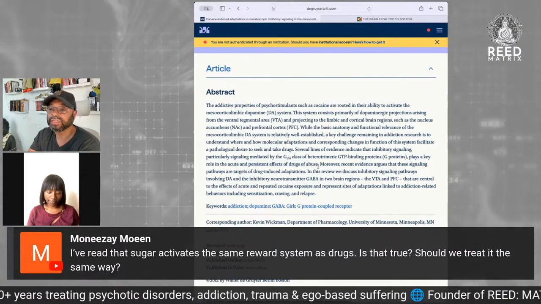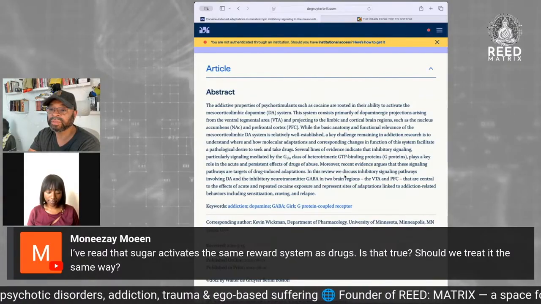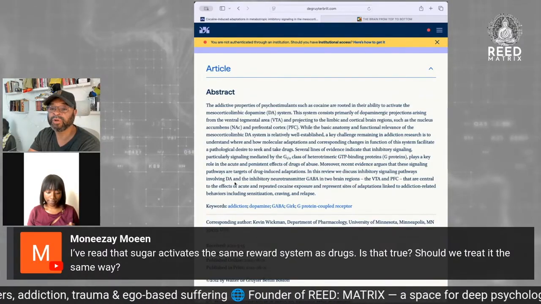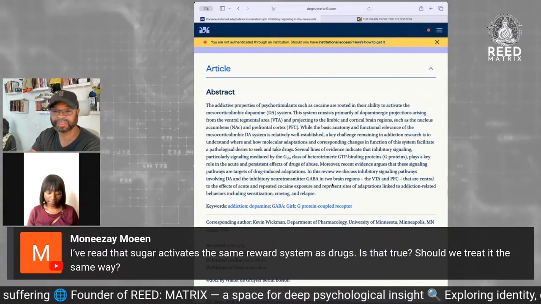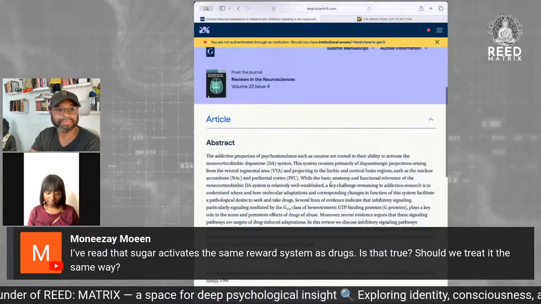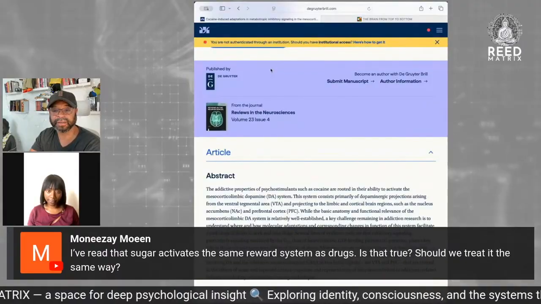Okay, very interesting. In review of this, we discussed the inhibitory pathways involved in dopamine and the inhibitory neurotransmitter GABA in the two brain regions. Very interesting. So here is the study there.